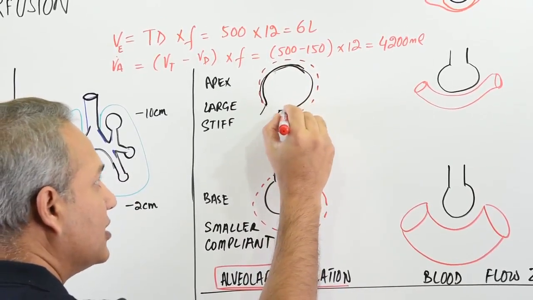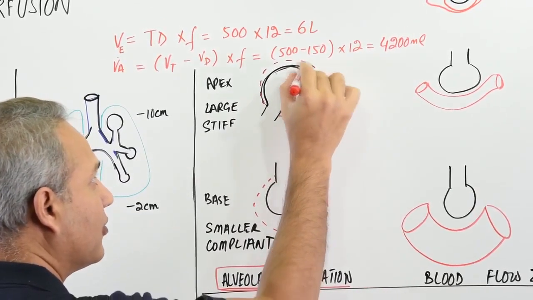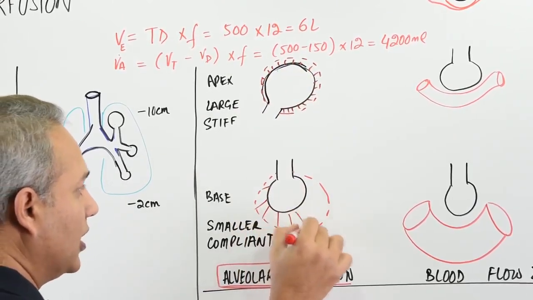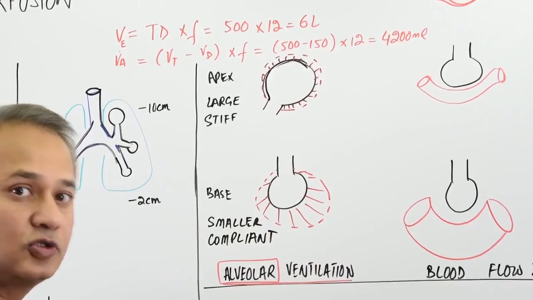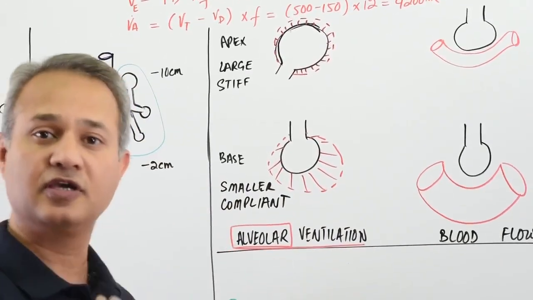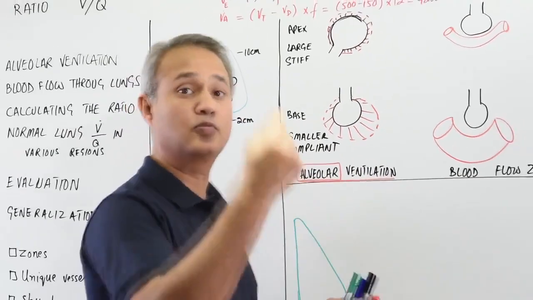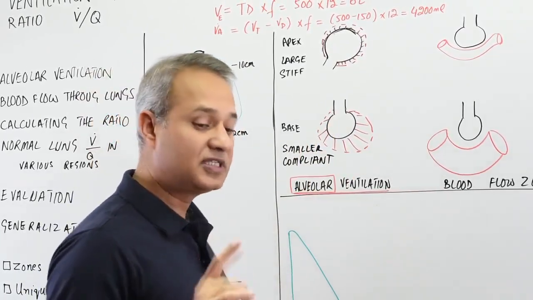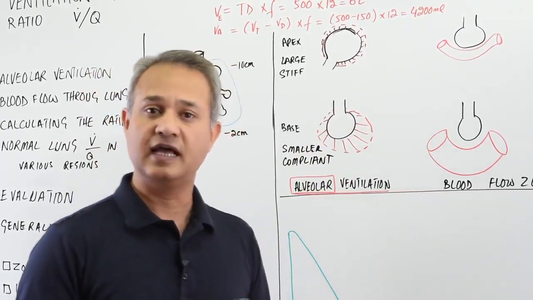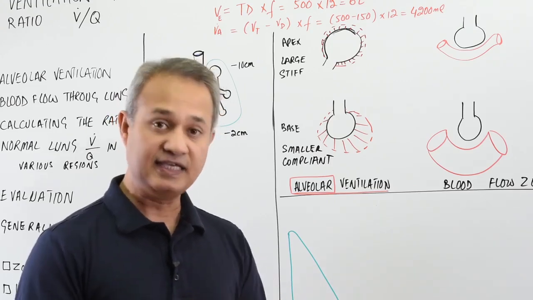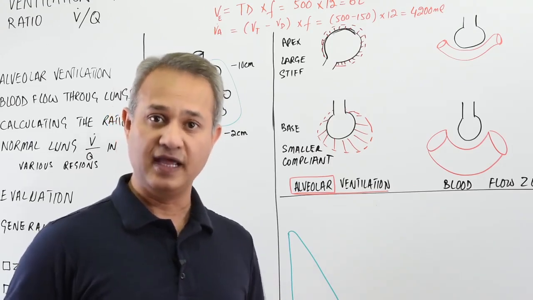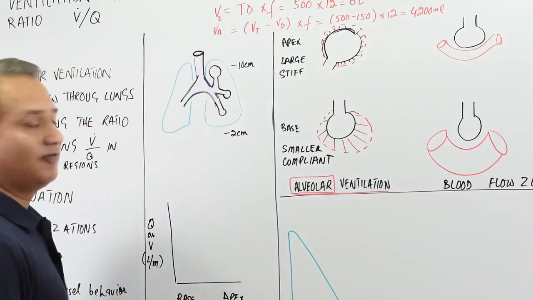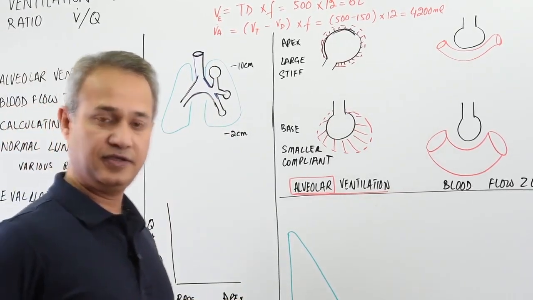So here the total difference in expansion is this, while here you can expand all the way to this big size. So what do you think, with one inspiration, which alveolus would get more air? Of course, at the base. So in a standing person, the alveoli at the base receive a larger volume of air and are better compliant.